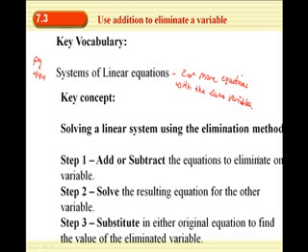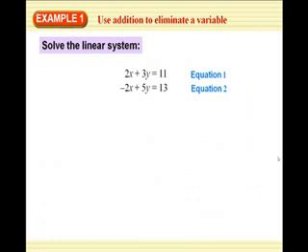Okay, so solving linear systems by elimination. So first off, let's write these again and I'll show you. We'll go through it. You add or subtract the equations to eliminate one variable. Solve the resulting equation for the other variable. Substitute in either original equation to find the value of the eliminated variable. Now I know that doesn't mean anything, but let's do one and I'll show you.